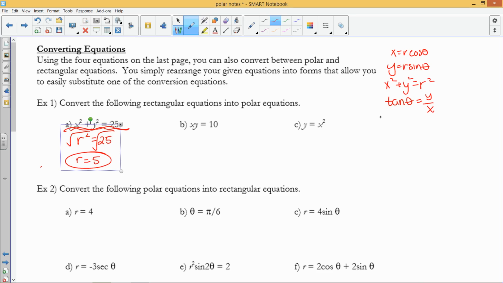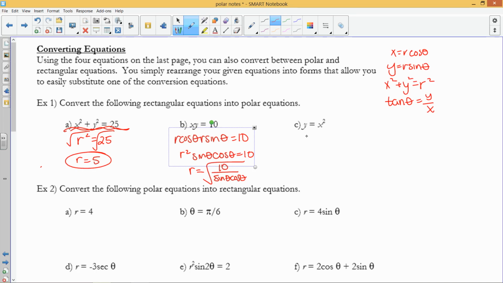Now, xy equals 10, I don't have anything over here that says xy, so we're just going to replace x with r cos theta and replace y with r sine theta. And that's equal to 10, so I have r squared sine theta cos theta equals 10. And then if I solve for r, I'm going to have r equals 10 divided by sine theta cos theta, square rooted. Now, technically, those square roots have a plus or a minus on them, but you really don't need to worry about that here. So just ignore it and just deal with the positive square root for now.